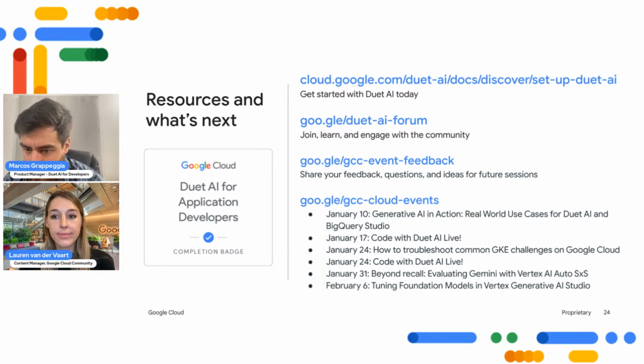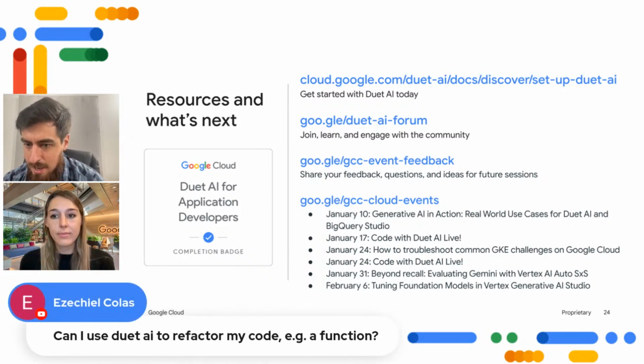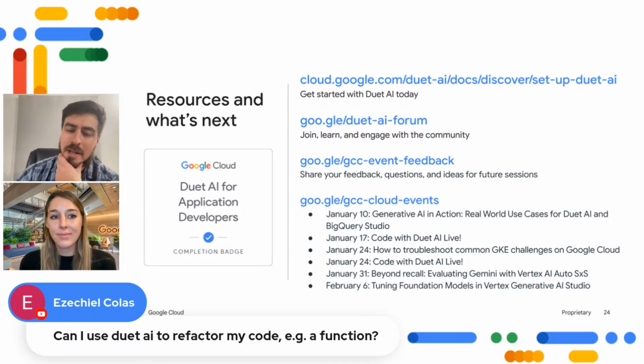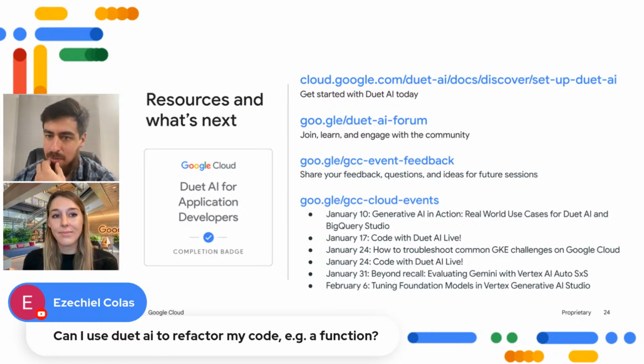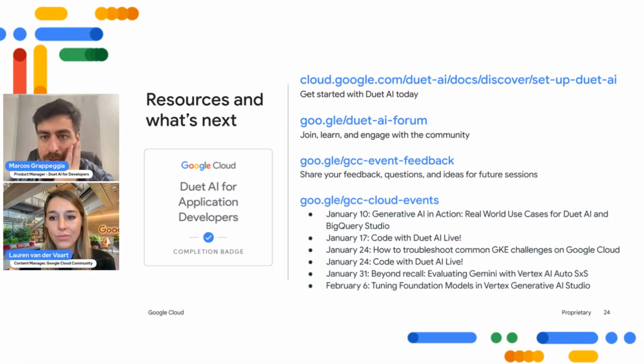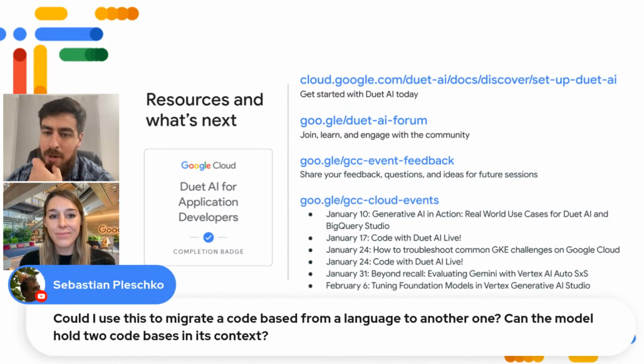Then Ezekiel Colas had a question: can I use Duet AI to refactor my code in a function? Yes, I think you can do that via either the chat or smart actions. Let's see if there is any question I may have missed. I'm just scrolling up here. So up there is a Sebastian Pleshko: could you use this to migrate a code base from one language to another?